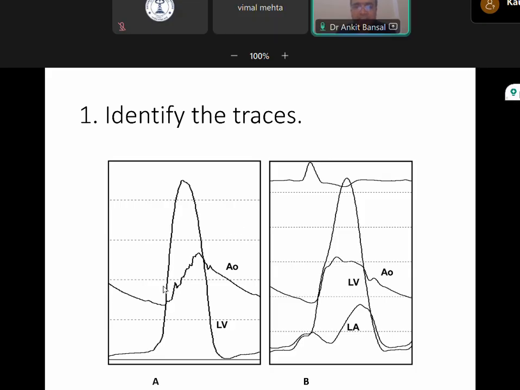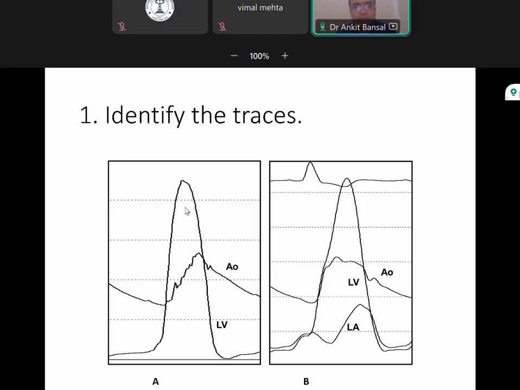Okay, so the trace A, as somebody said, it is a late peaking. So this is a slow rising pulsus parvus et tardus. First of all, you have to see in both the things, there is a clear-cut gradient between the ventricular chamber and the arterial trace. So we are assuming this is the LV and aorta. So there is a clear-cut gradient between the LV and the aorta. So something is there, an LV outflow tract obstruction. So you have to start like that. This is a case of an LV outflow tract obstruction with a resting gradient between the aorta and the LV.